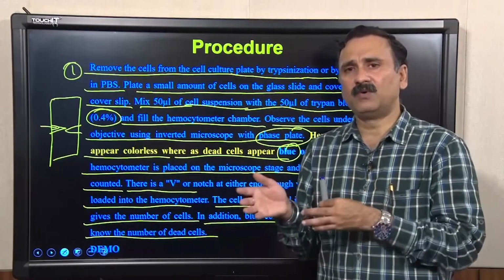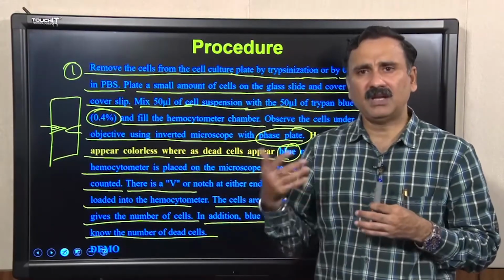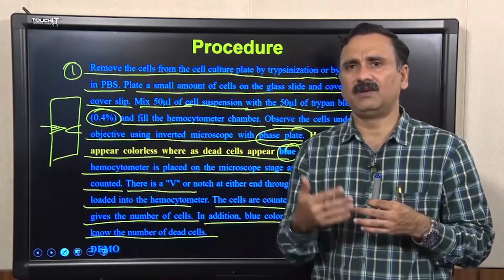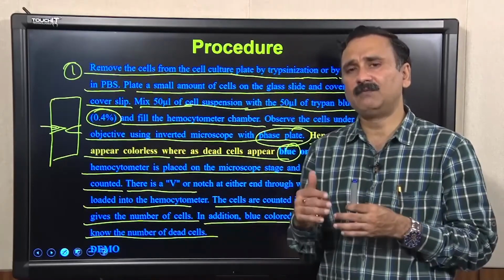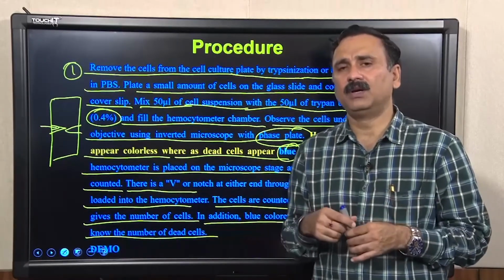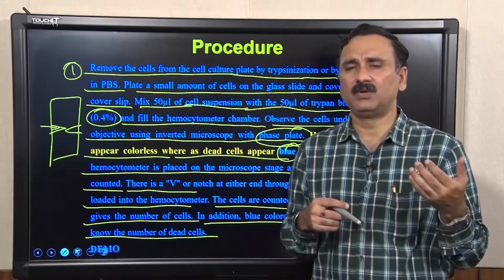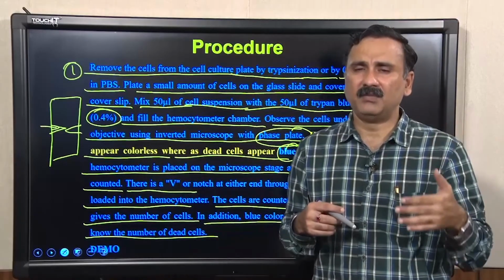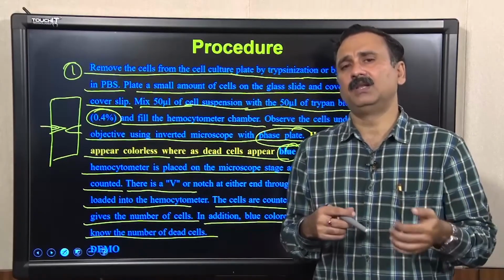That is also true for all other assays, like the MTT assay and any other kind of assay you do in your lab, where you have to do a counting. So let's understand how you can do the cell counting and how you can determine the number of viable cells you have and the dead cells you have.